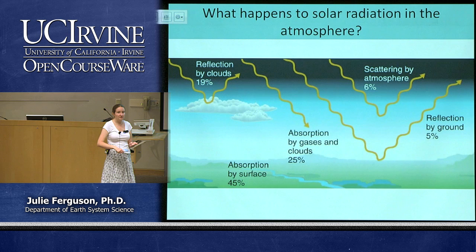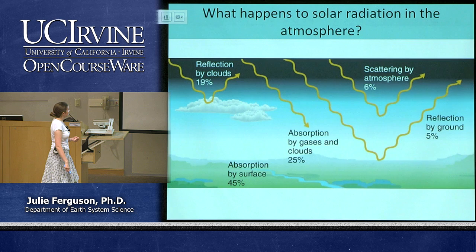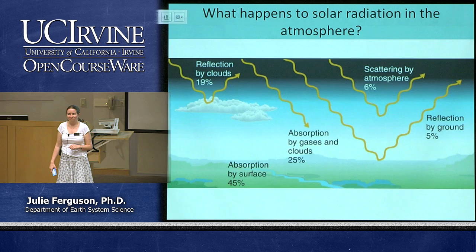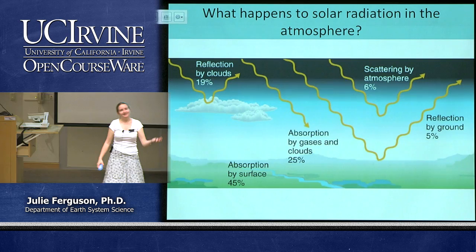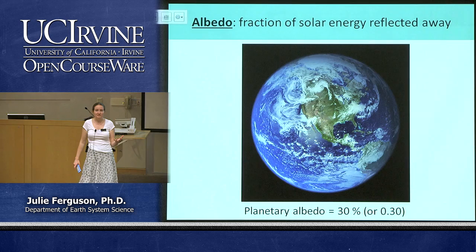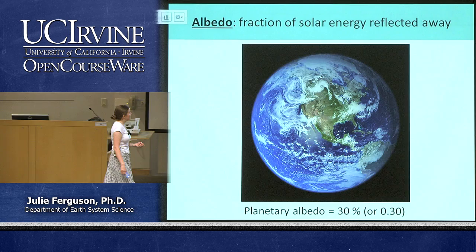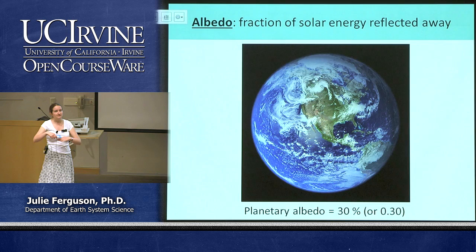So if you add it up, what percentage is absorbed by the atmosphere and the Earth? What percentage is absorbed? 70%. So what percentage, therefore, is reflected? 30%. Okay, really complicated maths. So that 30%, that fraction that is reflected away, we have a specific word for it. It's called the albedo, which is a really strange word, but all that basically means is the fraction of light that is reflected out to space.